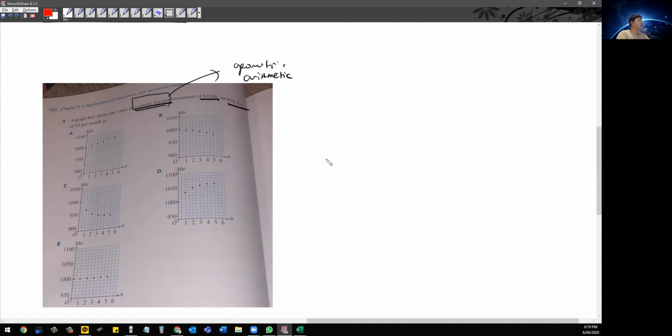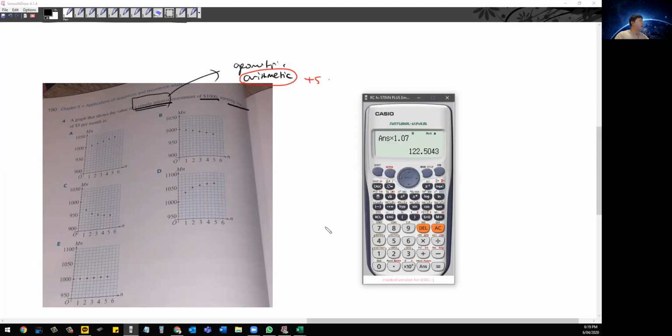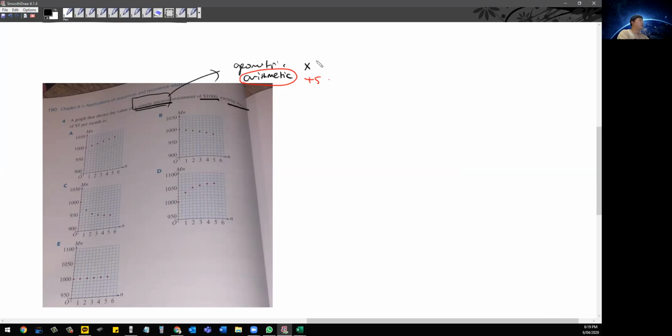Arithmetic. That's right. It's arithmetic because you keep adding by what? $5, true? So it's $5 out of $1,000. If you do $5 out of $1,000 and then times by 100, I'm going to teach you this later. It's actually earning 0.5% every month. So if it's geometric, then you've got to multiply by 1.005.